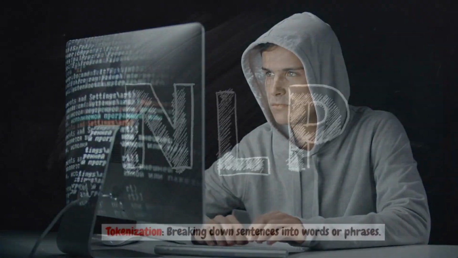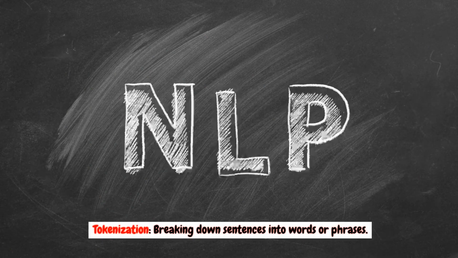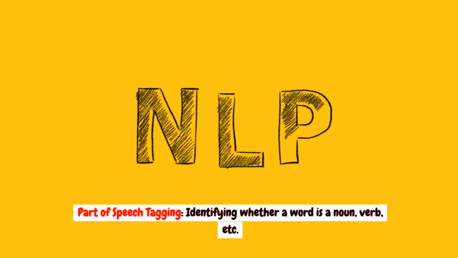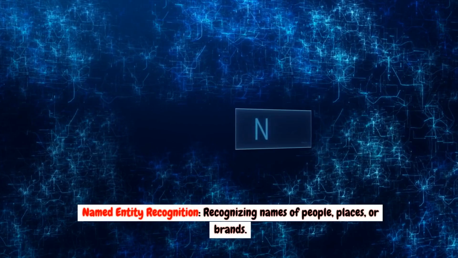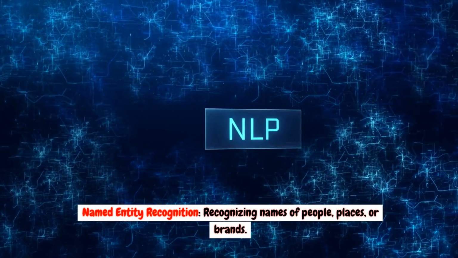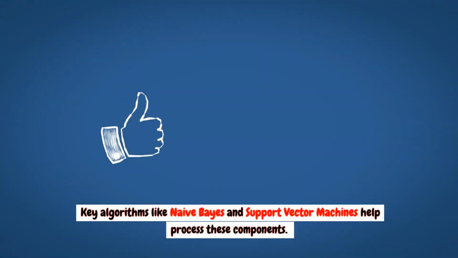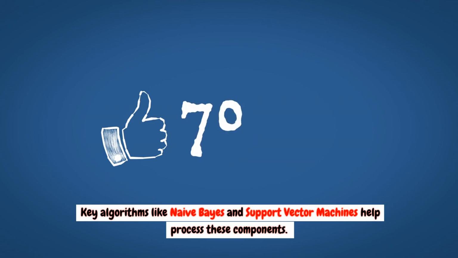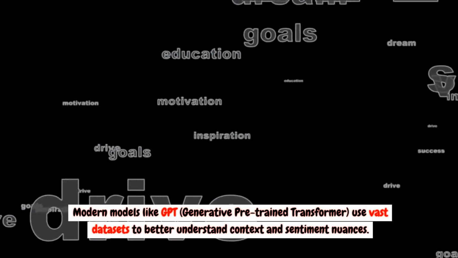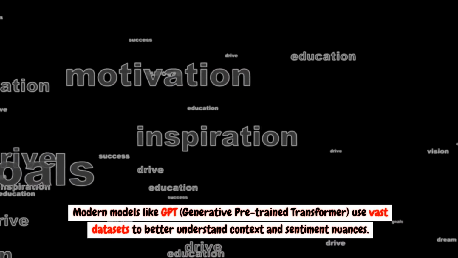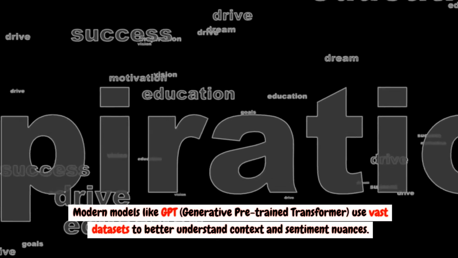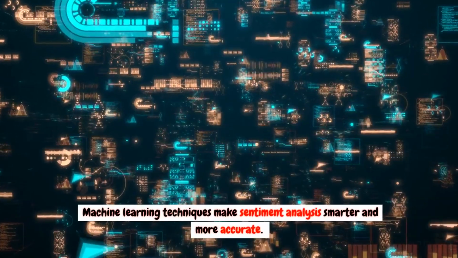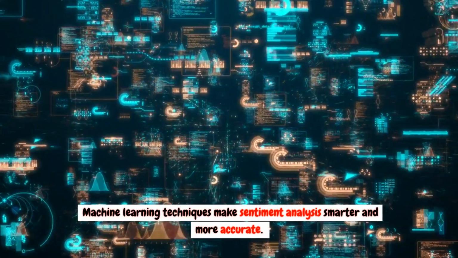This includes tokenization, breaking down sentences into words or phrases. Part-of-speech tagging, identifying whether a word is a noun, verb, etc. Named entity recognition, recognizing names of people, places, or brands. Key algorithms like naive Bayes and support vector machines help process these components. Modern models like GPT, Generative Pre-trained Transformer, use vast datasets to better understand context and sentiment nuances. Machine learning approaches. Machine learning techniques make sentiment analysis smarter and more accurate.